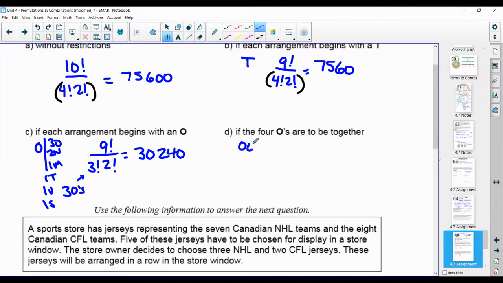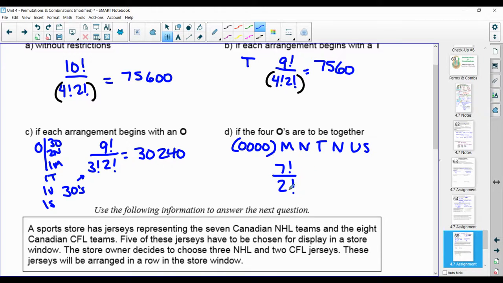The last part here, it says if the 4 O's have to be together. Well, if the letters have to be together, O, O, O, O, and then that leaves us with M, N, T, N, U, and S. So we group these together, we count them as one element. So we've got 1, 2, 3, 4, 5, 6, 7 elements. So 7 factorial, we still have 2 repeating N's, so 2 factorial.